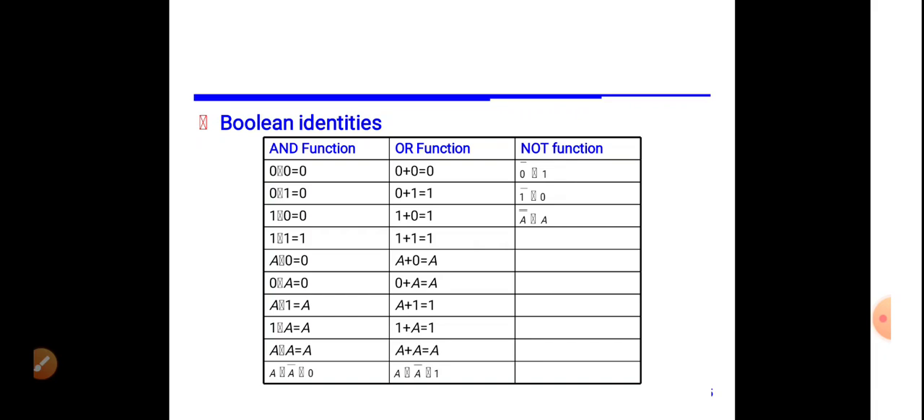If a is 0, 0 OR with 0 is 0. If a is 1, 1 OR with 0 is 1. Whatever the a value you are taking, you get the same output. That is the reason a OR with 0 is equivalent to a. Similarly, 0 OR with a is equivalent to a.